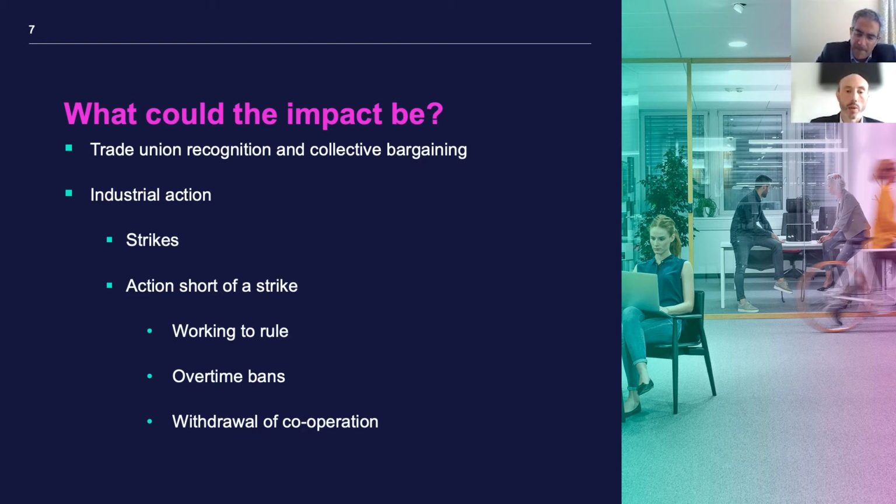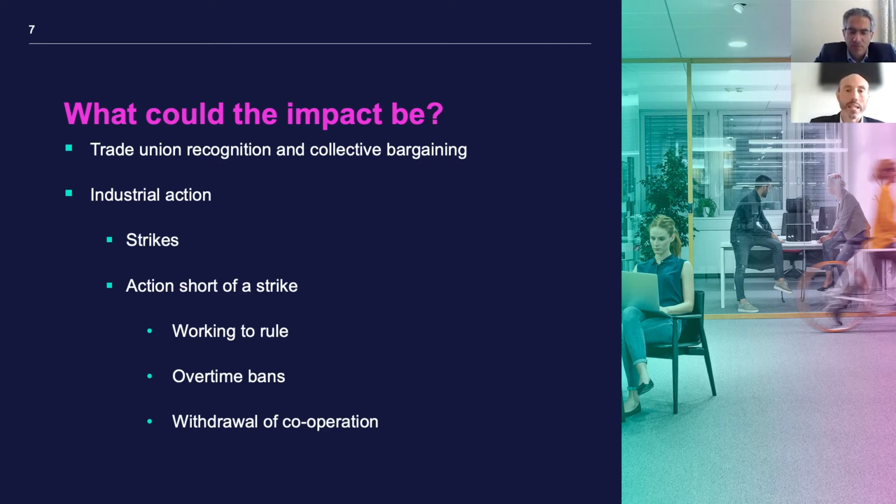In terms of what that looks like, we're going to be covering that in more detail in our second webinar on this point. But in general terms, strikes, those are things that we think about first and foremost when we think of industrial action, so staff going on strike. But there's also what we call action short of strike. So it's not staff not turning up to work, but there are other things that can be done within the remit of industrial action, such as working to rule, overtime bans, withdrawal of cooperation.